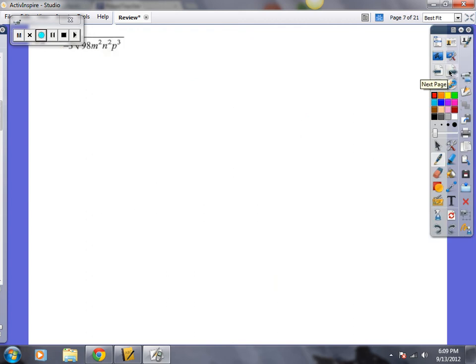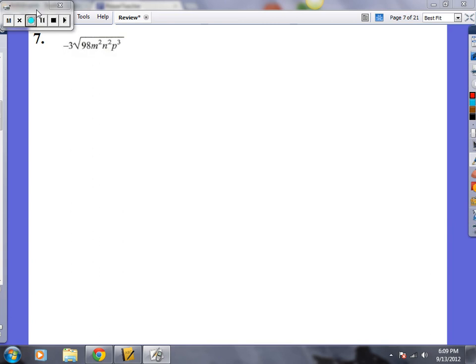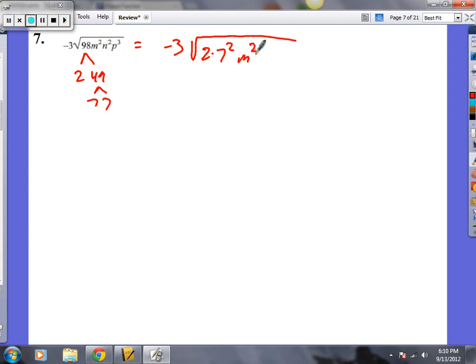7. Here we go. -3 times the square root of 98 m squared n squared p cubed. So 98, let's bust it up. 98, if I cut that in half, I'm going to get 2 and 49, and then I'm going to get 7 and 7. So move number 1. I'm going to trade 98 for 2 times 7 squared. M squared, n squared, p cubed.